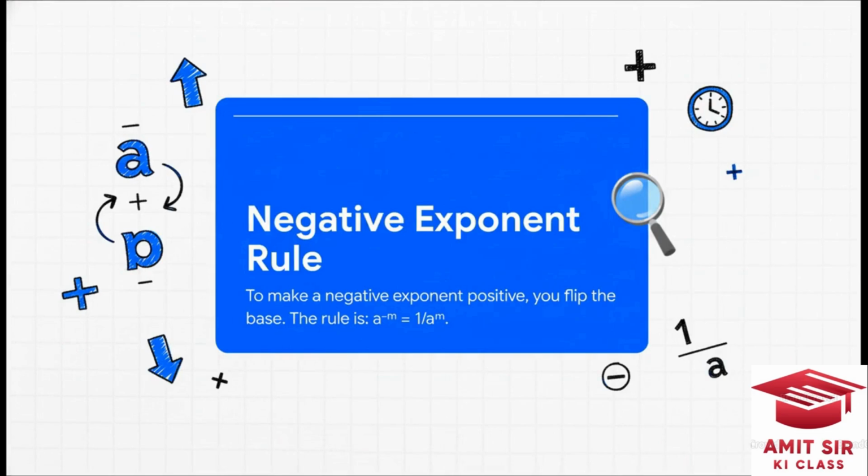And this is the key rule you need to know, the negative exponent rule. It says that anything raised to a negative power is the same as 1 over that thing raised to the positive power. Or, to put it simply, to make that exponent positive, all you gotta do is take the reciprocal of the base. That's it. You just flip it upside down.